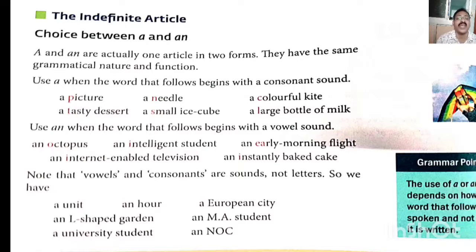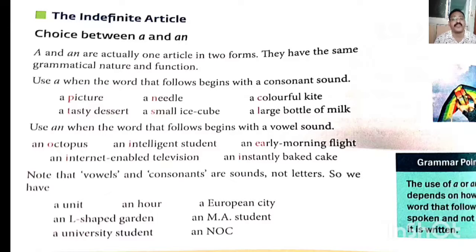O, octopus; I, intelligent student; E, early morning flight; I, internet enabled television; and I, instantly baked cake. All these words, octopus, intelligent, early, internet and instantly, begin with O, I and E. These are all vowels. Words which begin with a vowel sound or vowel letter have "an" before them. Note that vowel and consonant refer to sounds, not letters.